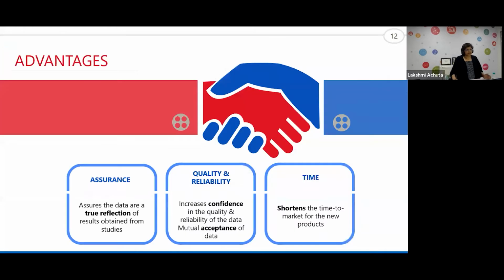What are the advantages of having a GLP? It definitely increases the confidence in the data quality and the reliability of the data. Very importantly, there is mutual acceptance of data. That is, the data generated across the globe and submitted to various regulatory authorities is accepted. And it assures that the data that is generated is a true reflection of the results obtained during the conduct of the study. And importantly, considering that the drug development life cycle takes about anywhere between 10 to 15 years, it shortens the time to market for the new products.